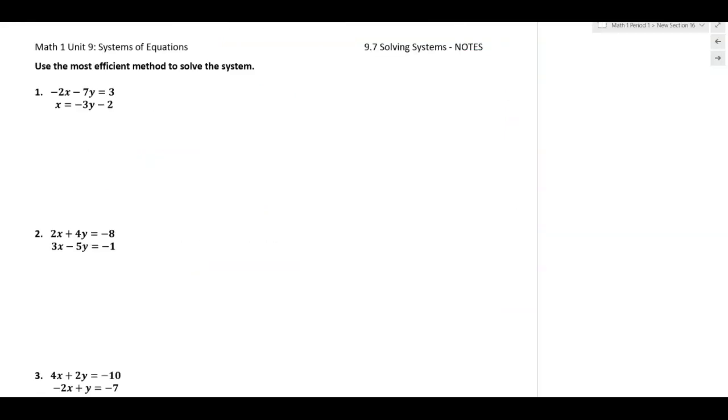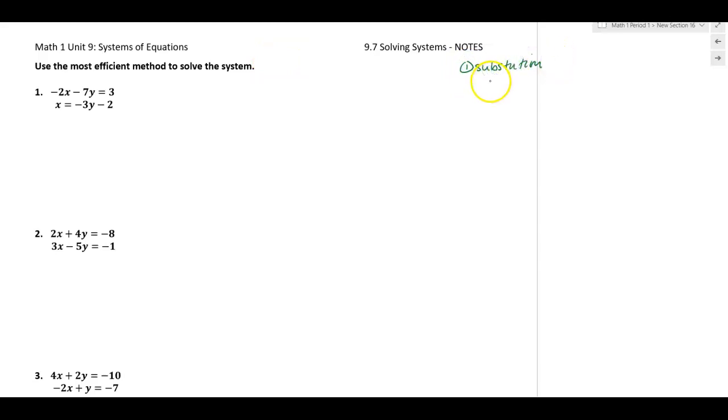Now, the first one on the next page, right? What we're trying to do now is decide what is the most efficient method to solve a system. So remember, we have two methods. One, we have substitution.